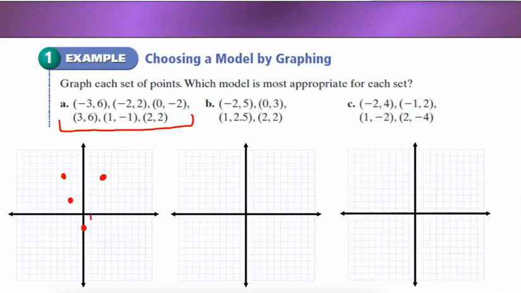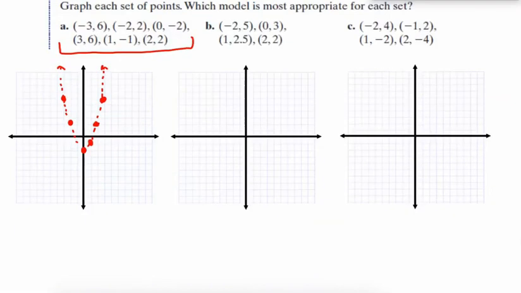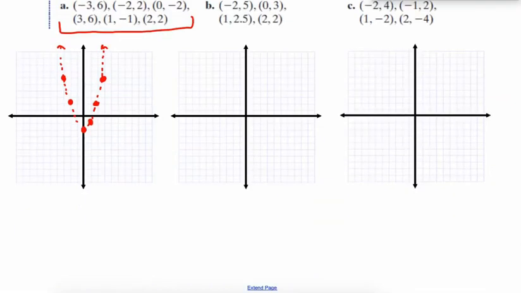1, negative 1. Oops. 1, negative 1 is right there. Yeah, no, this is not linear, that's for sure. And then 2, 2. So this, if I had to make a guess, looks most like a parabola. Now I'm going to show you why this is quadratic. So I'm going to make a table.